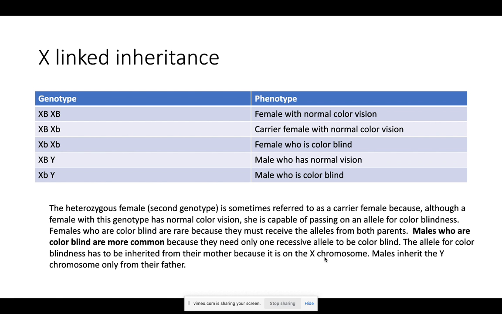And again, I encourage you to do a cross of these. You can place an affected father, an XbY, on the horizontal axis, and you could place a carrier mother, an X uppercase B and an X lowercase b, and you can see how the child who inherits the defective X allele, when I say defective, I just simply mean the lowercase b, that will be the male who is affected.